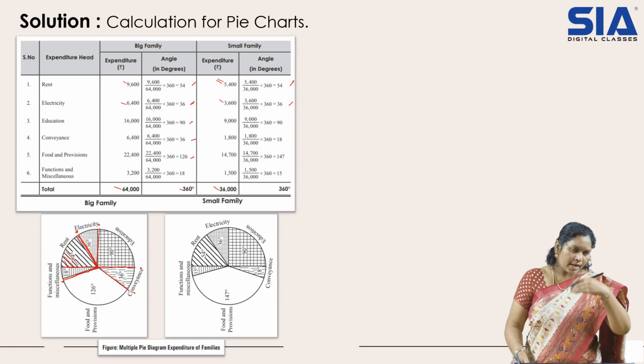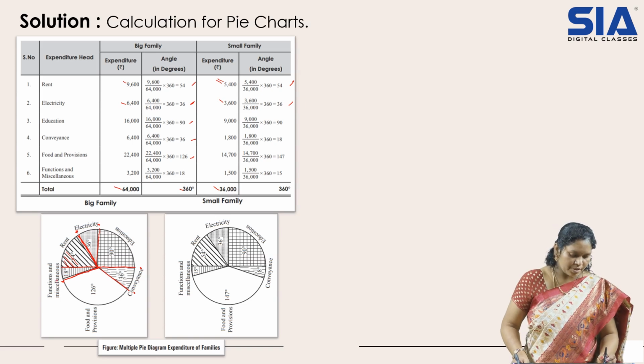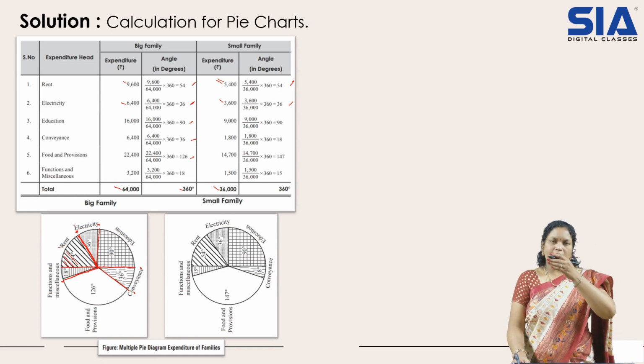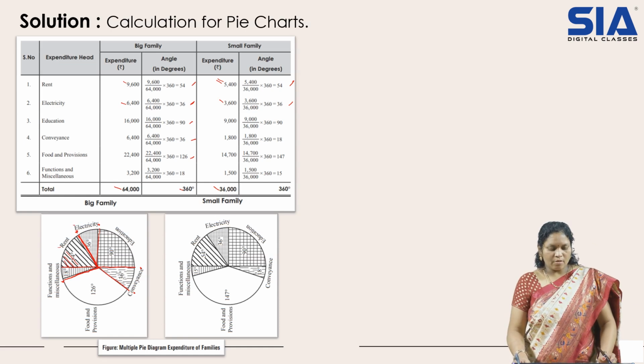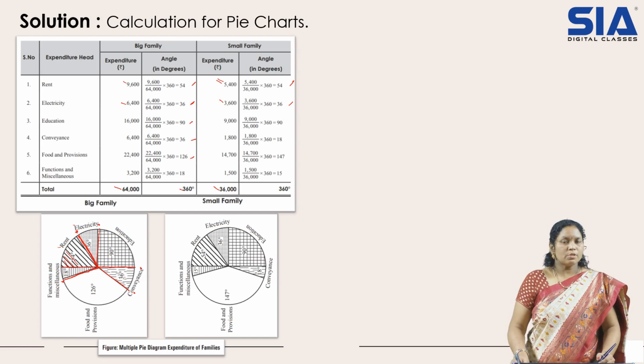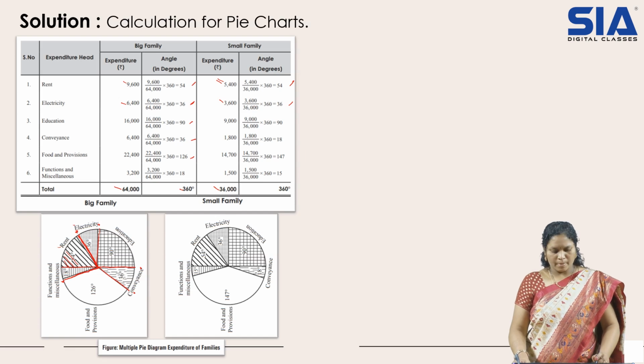And outside the circle just write on whatever the values are there, like rent 54 is for rent, right? So write on rent here, then the electricity, like that you go on writing the data also. Now keep the title as pie chart above the chart, and complete your pie diagram. So this is how we'll draw the pie diagram.